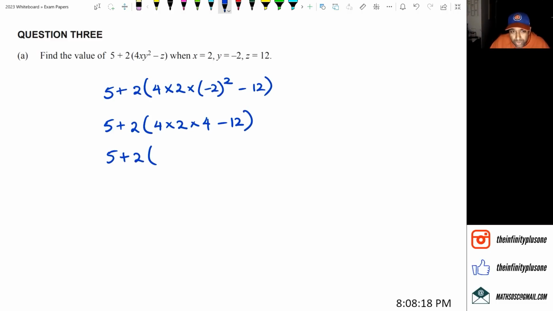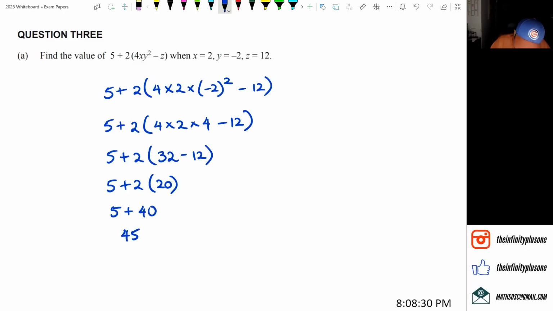So we've got 4 times 2 times 4, that's 32. Take away 12. 32 take away 12 is 20. 20 times 2 is 40. And what you should get is 45 as your answer.